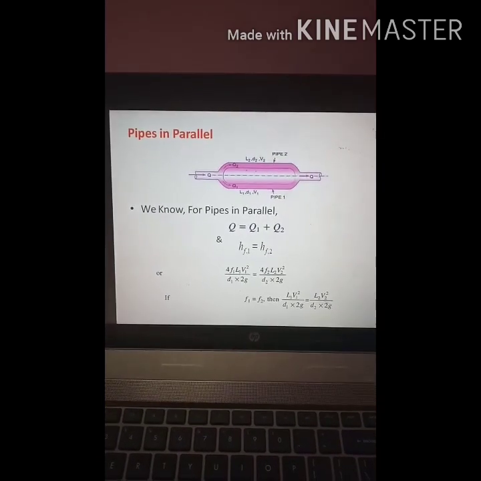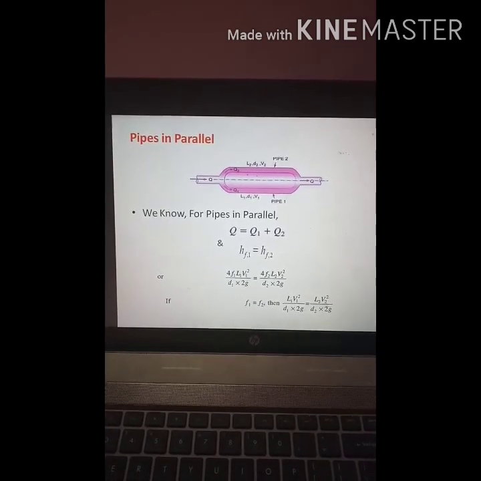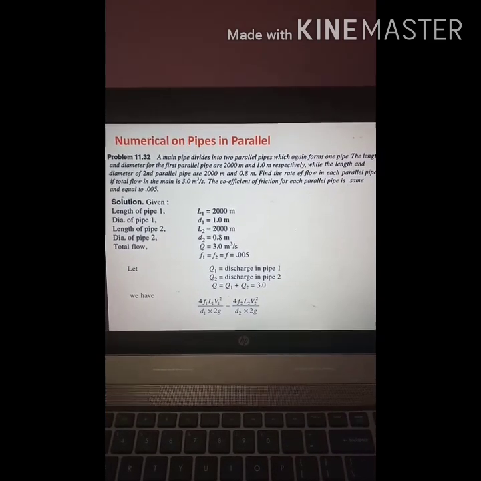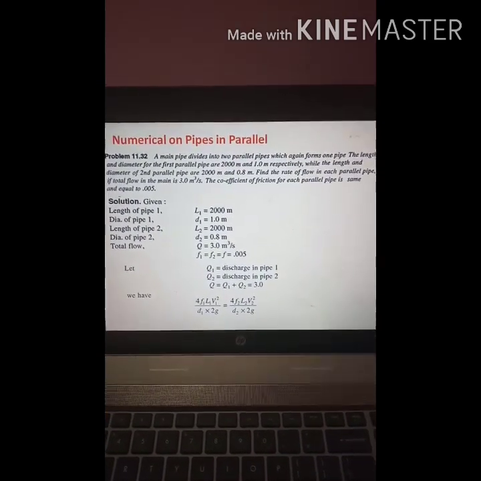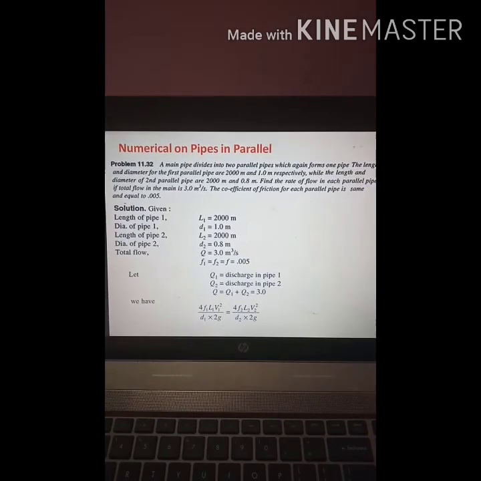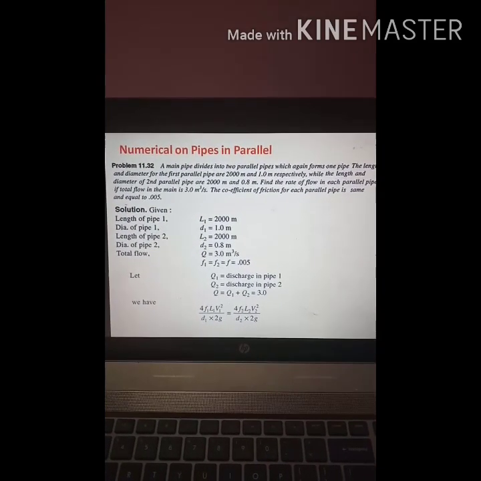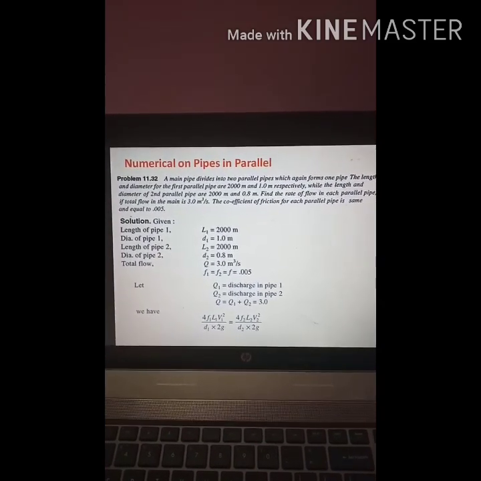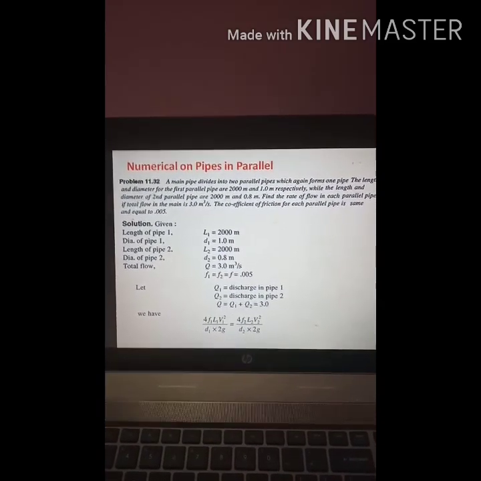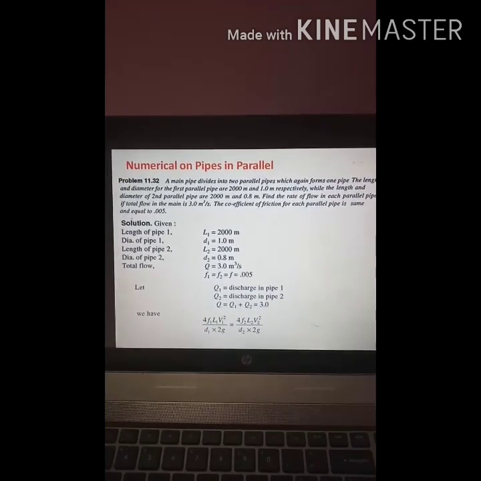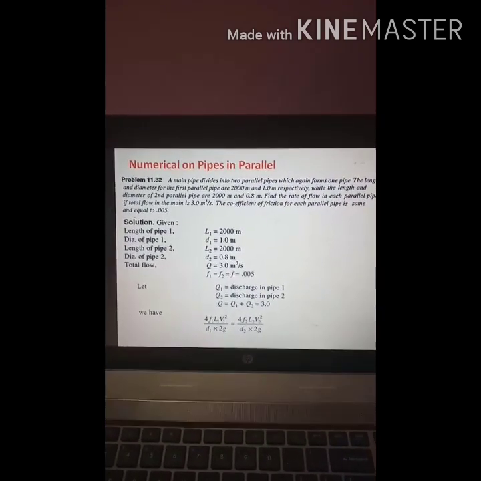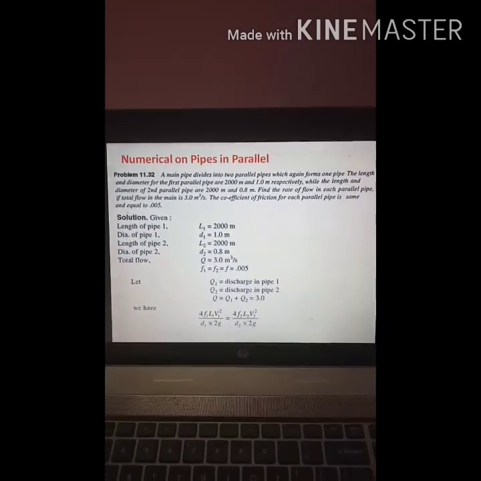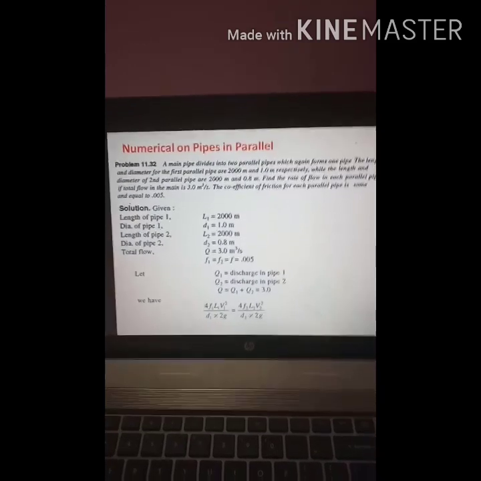If f1 is equal to f2, then L1 v1 square by 2 g d1 is equal to L2 v2 square by 2 g d2. Okay, so let us see the numerical for pipes in parallel. A main pipe divides into two parallel pipes. The length and diameter of the first pipe are 2000 meter and 1 meter respectively, while for the second pipe 2000 meter and 0.8 meter. Find the rate of flow in each pipe. The total flow rate is given as 3 meter cube per second, and the coefficient of friction for each pipe is the same, 0.005.